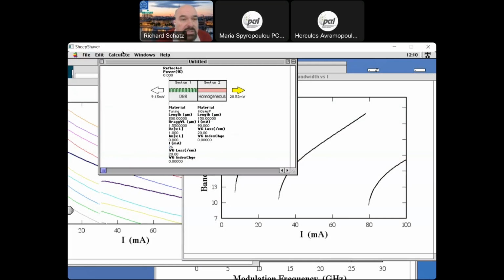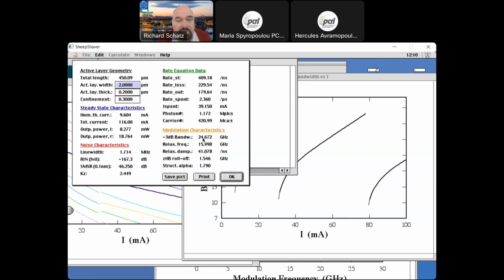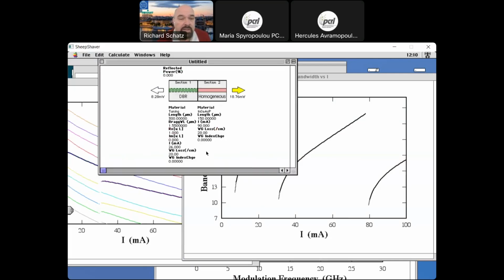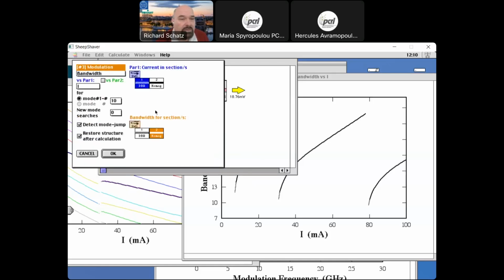And then we can check that the bandwidth becomes 25 gigahertz here. Then we can calculate now, in the same graph as we did before, how the bandwidth depends on the current in the active section. So I will keep 26 milliamp here to keep the detuned loading, and then change the current in the active section here. So that I do.